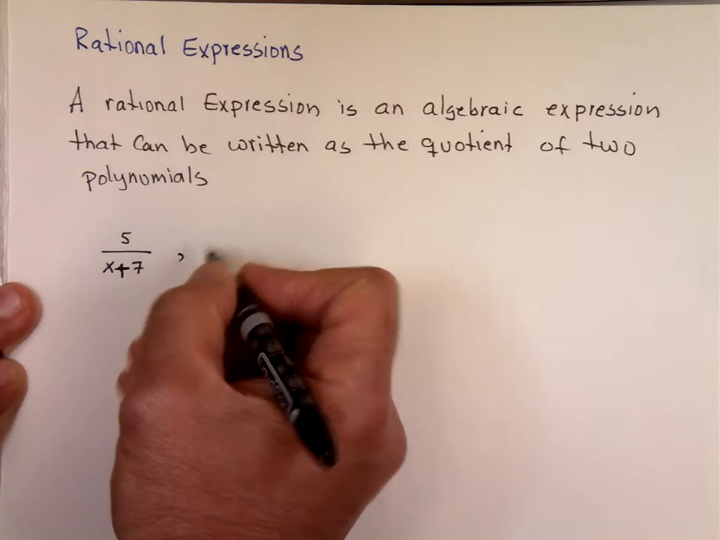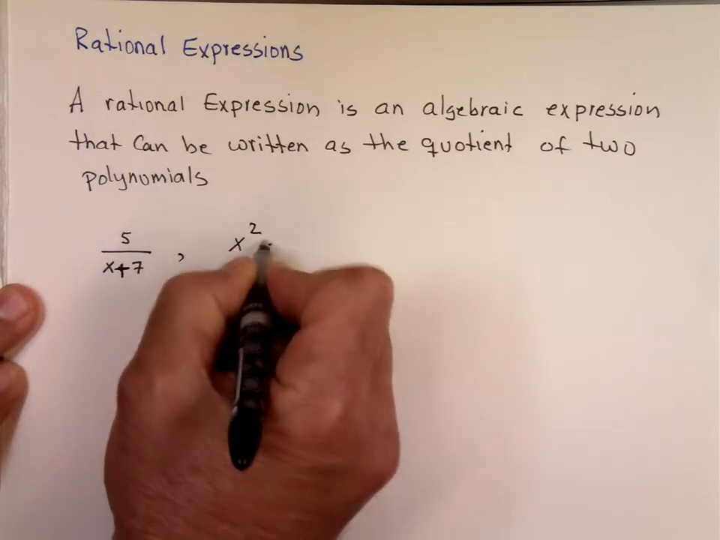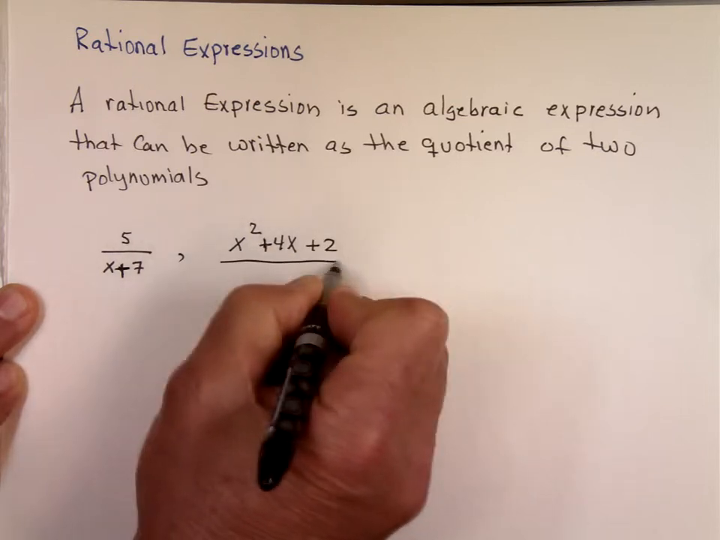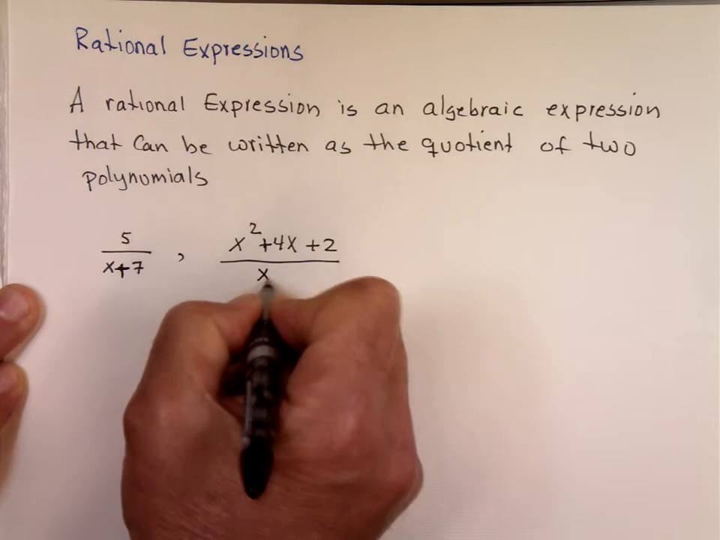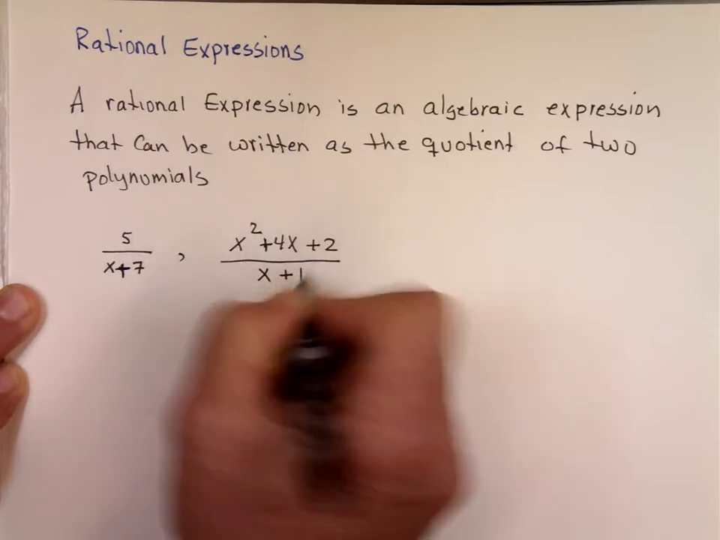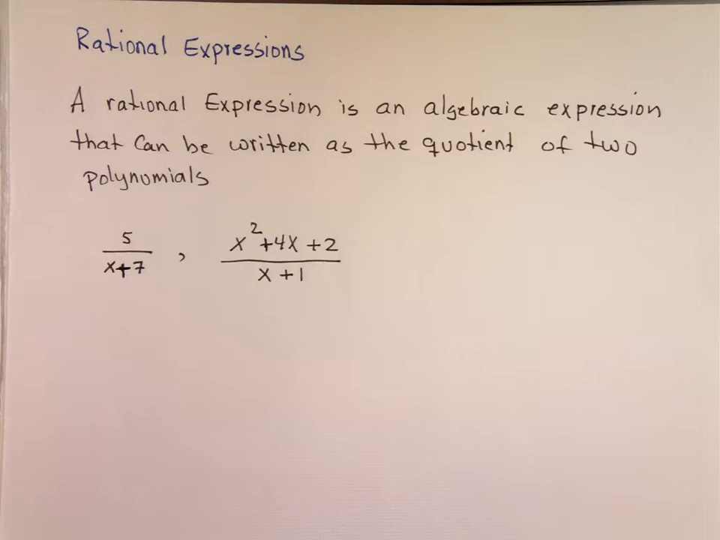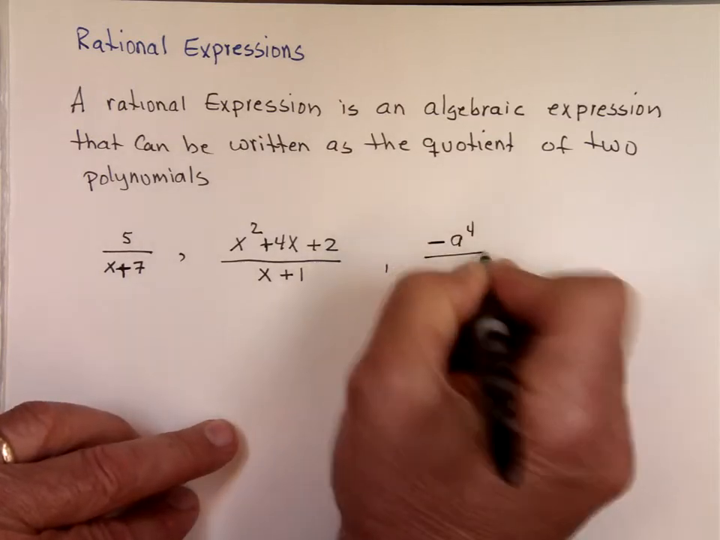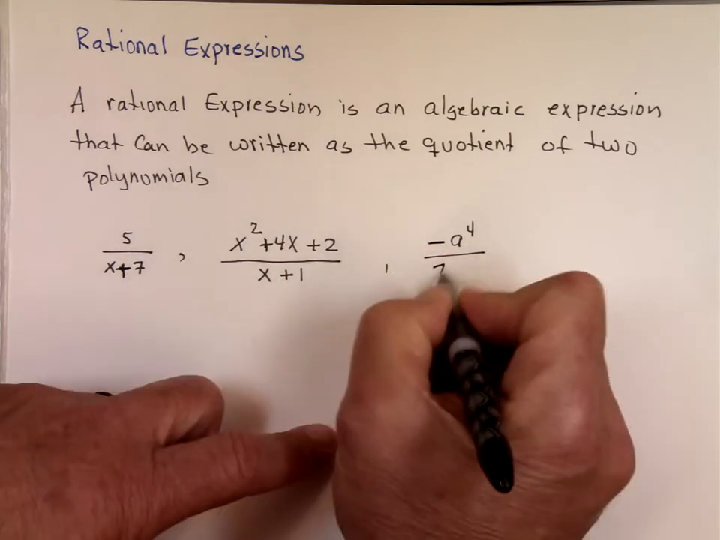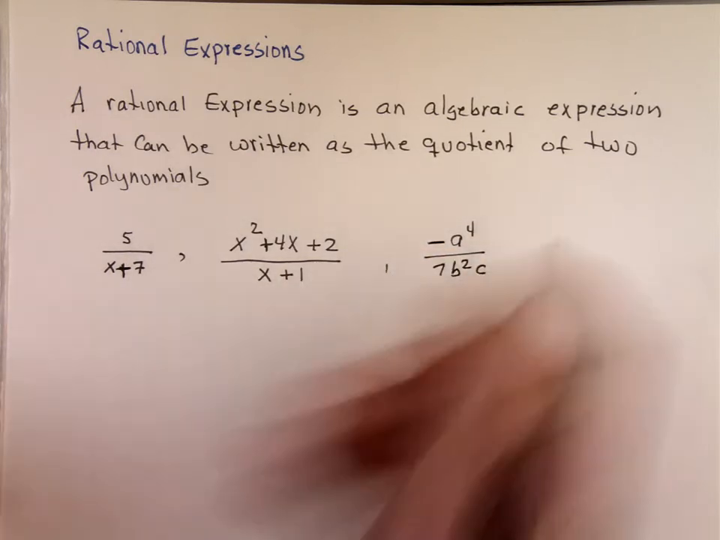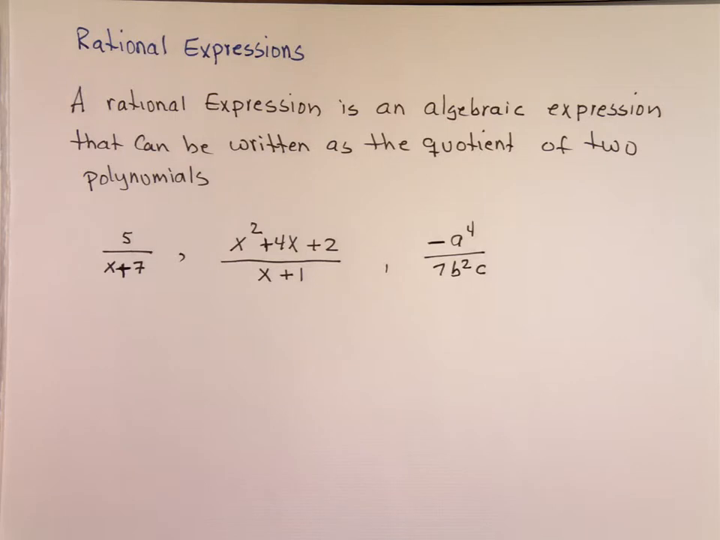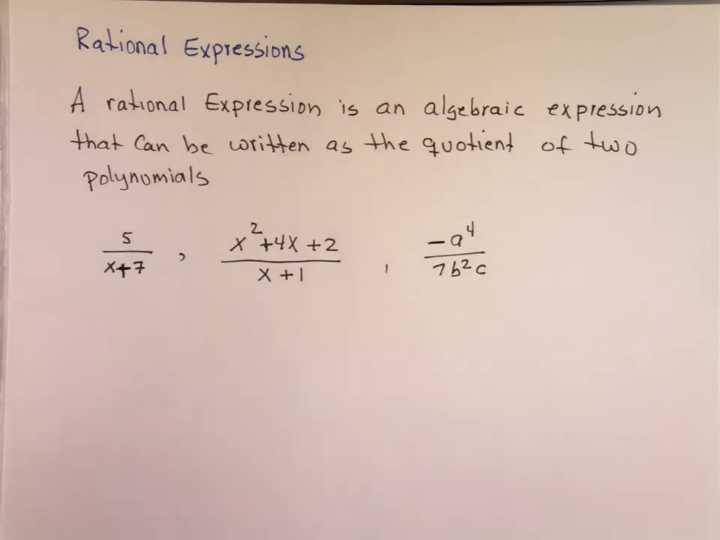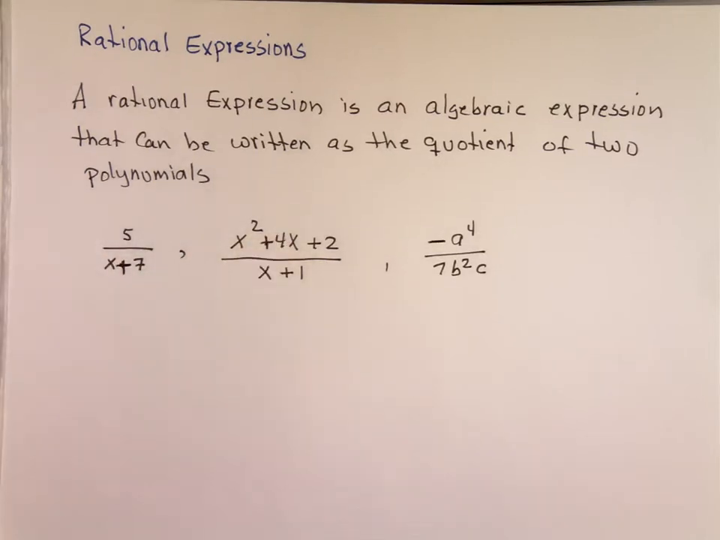Another one could be x squared plus 4x plus 2 divided by x plus 2, or x plus 1. That's also a rational expression. It could be negative a to the fourth over 7b squared c. All of these are rational expressions. It is a polynomial divided by another polynomial. It's the quotient of two polynomials. That's what a rational expression is.